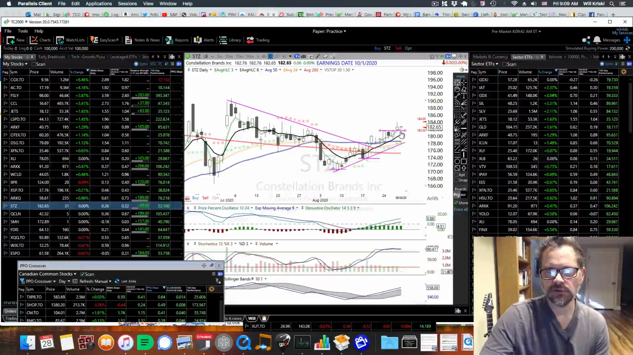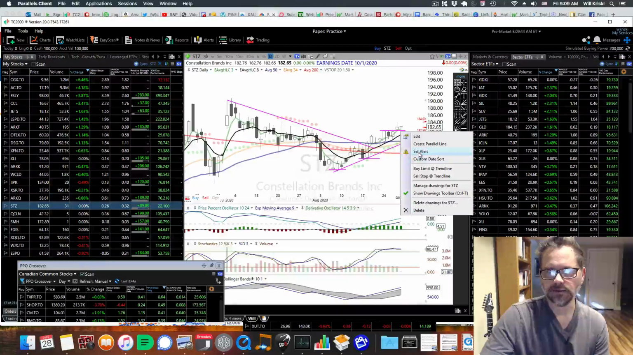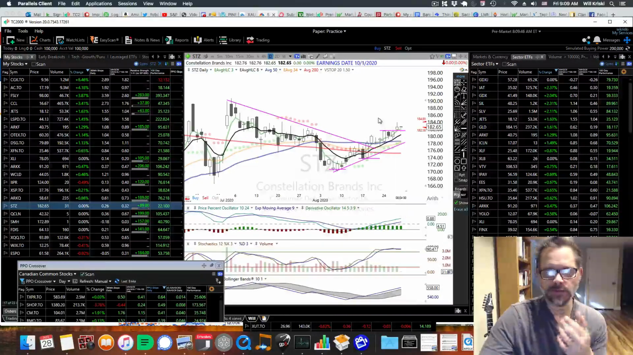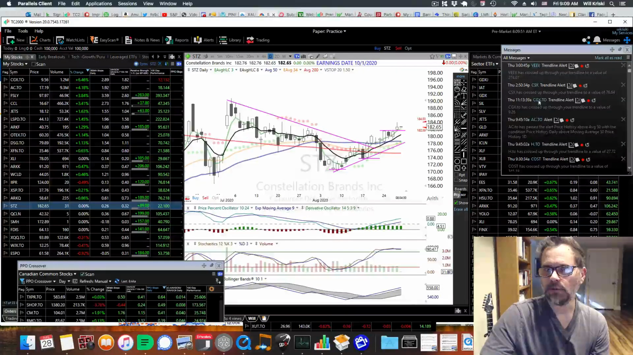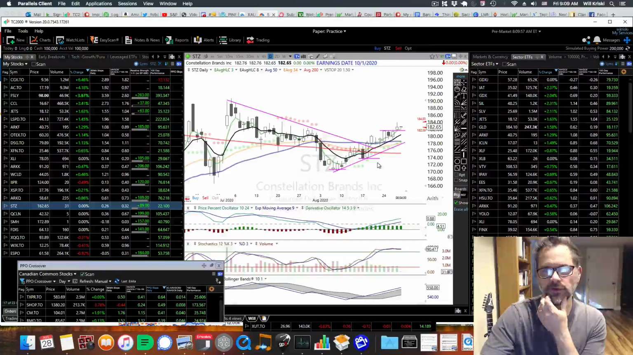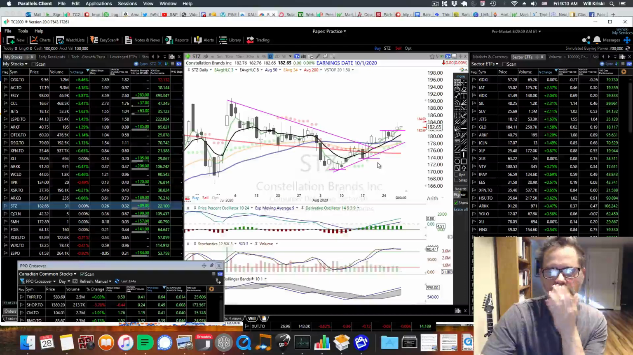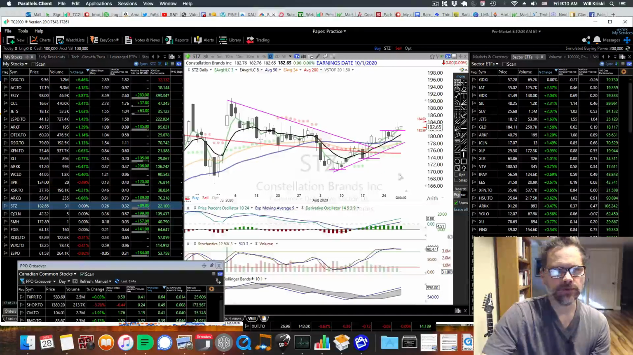And the nice thing with TC2000 is I right click on that line and I say set alert, and then I can get a text message, or it pops up messages up here, or email, but you can see if you're in the app, you get an alert. And that way you're not sort of clicking around and checking stocks all the time. You can just set the alert.